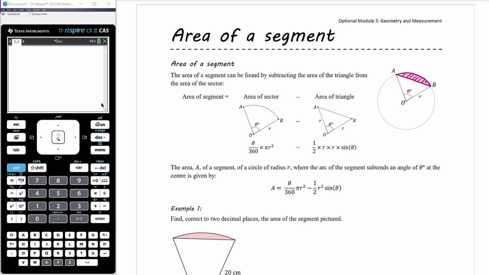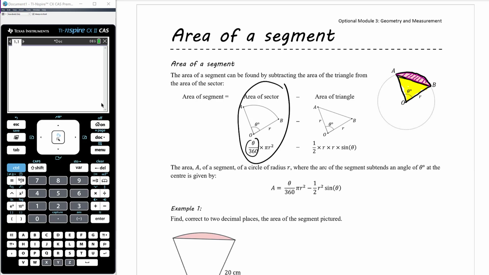So what we need to think about here is that to calculate the segment, we need to calculate first of all the total area of the sector, okay? And then we're going to need to take away the area of a triangle, okay? So we need area of a sector minus the area of a triangle. Okay, so area of a sector we looked at in the previous video.